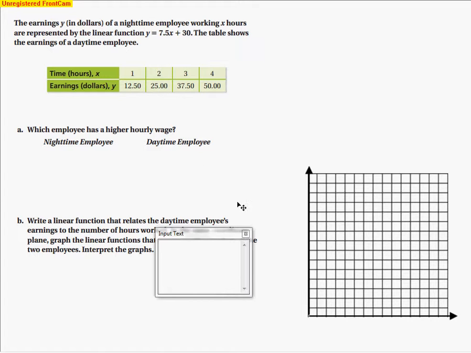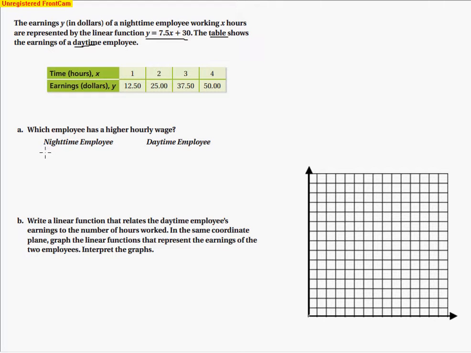And here it says the earnings y in dollars of a nighttime employee working x hours are represented by the formula, or the linear function, y equals 7.5x plus 30. The table shows the earnings of the daytime employee. So the table has the daytime, where this function right here represents the nighttime. Alright, so let's go ahead and find out some information here. It says which has the higher hourly wage.